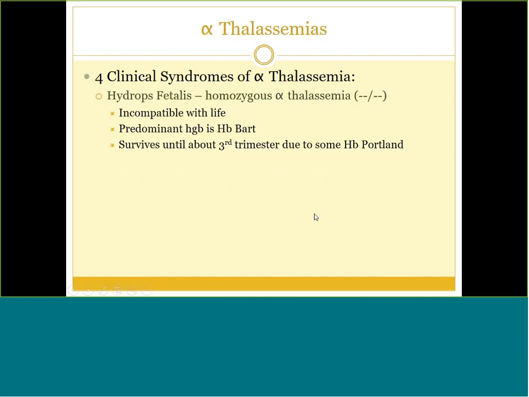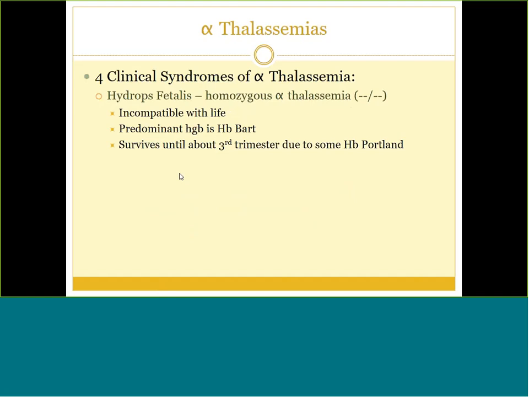And then finally, the big severe one is hydrops fetalis. There are no alpha chains being made. All 4 genes are gone. As a result, you are not going to make any hemoglobins. You can't make A, A2, or F. Like it says here, it's incompatible with life. So the baby won't even be born. It will be a stillborn, miscarried, whatever you want to say.